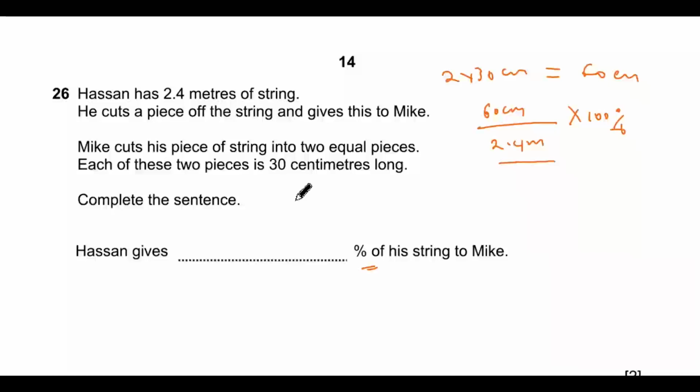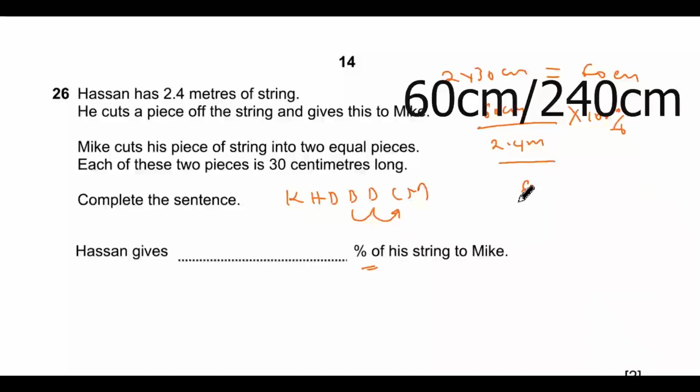If you remember the acronym, King Henry died by drinking chocolate milk, in this case meters will be here at the base. We want to go to centimeters, so 1, 2, you shift the decimal point 2 times. So that means you're going to have 60 over, and if you shift this one 2 times, 1, 2, it will be 240. Then multiply by 100%.